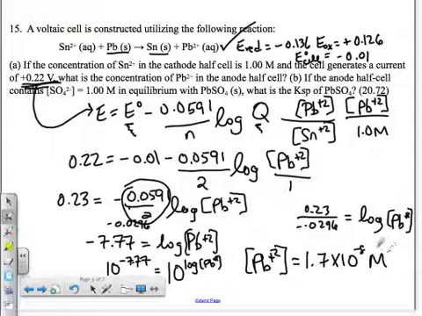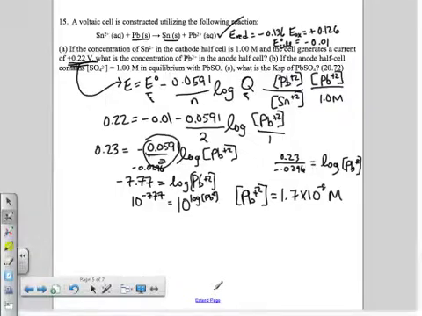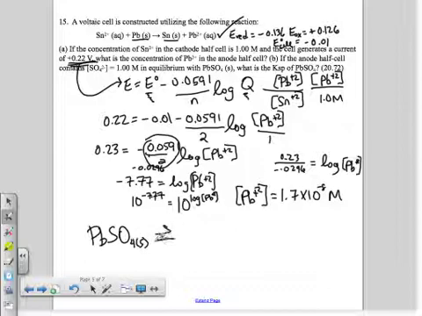Okay, that's it. Part B: if the anode half cell contains sulfate in a concentration of 1 molar in equilibrium with some solid lead sulfate, what is the Ksp? All right, so you are going to write your equation, and I know this is what students have the most trouble with. We're talking about Ksp, so the equation I need to write is this one. And they want to know the Ksp, so you have to know the concentration of both of these.